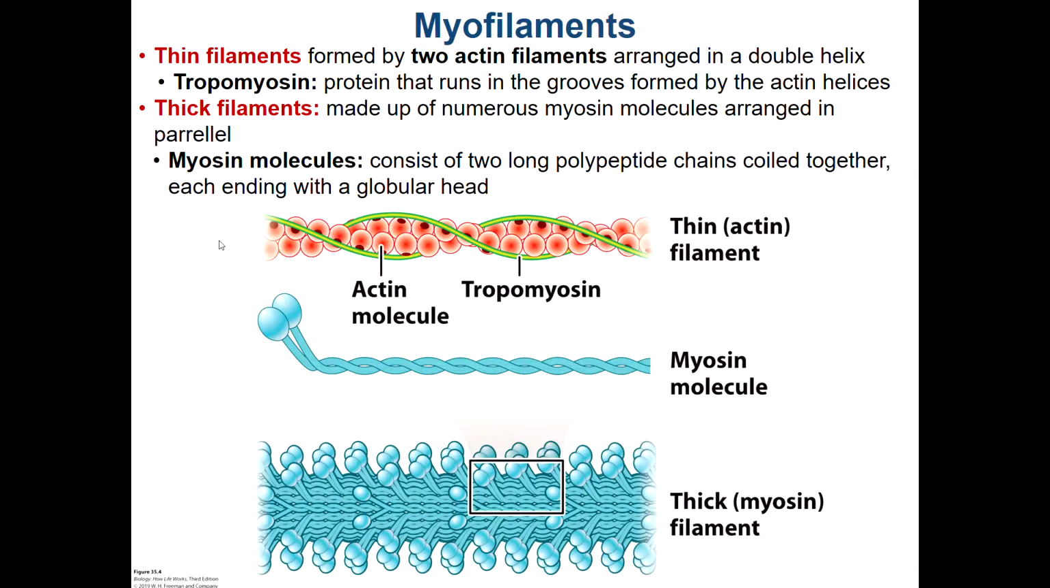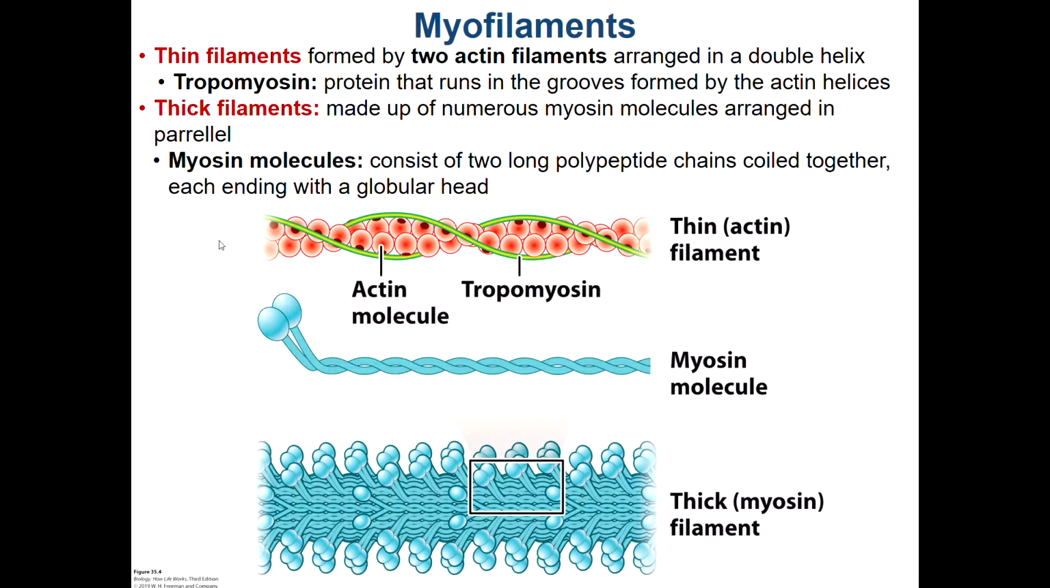So what happens for the thin filament formation is that there's two actin filaments that are arranged in a double helix. Tropomyosin is that green and yellow looking linear protein that runs in the grooves formed by the actin helices.